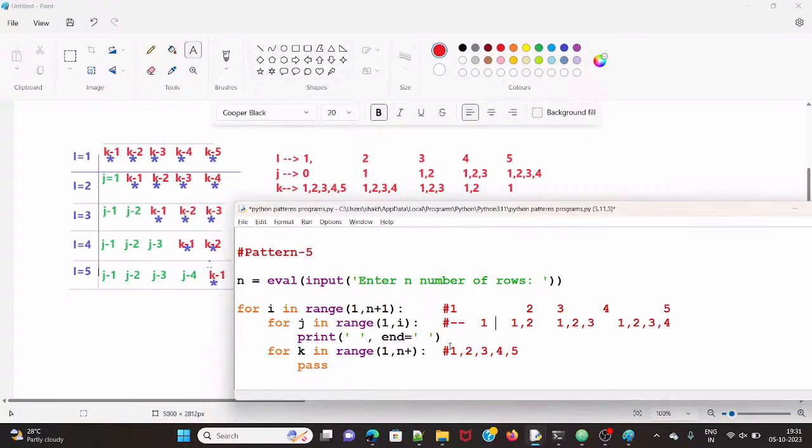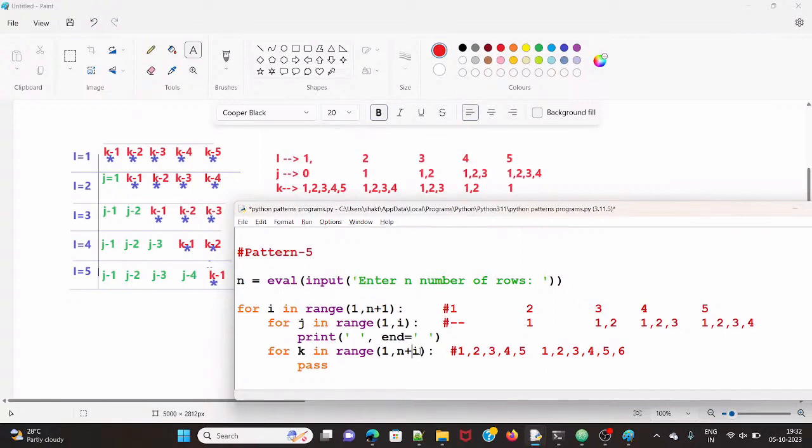But now, when i value is 2, the number of k should decrease, right? When i value is 2, n plus 2 means 7, and 7 minus 7 before 6. That means now 1 2 6 will come. But what I want now is a decrease. First one was 5, next I want 4 only. But it is increasing here, so this is not the correct one. Then what do I do here?